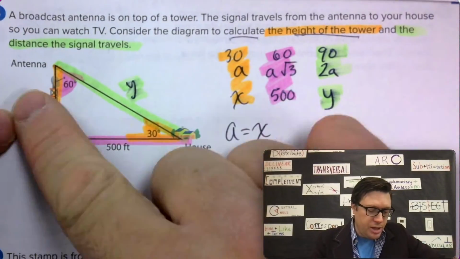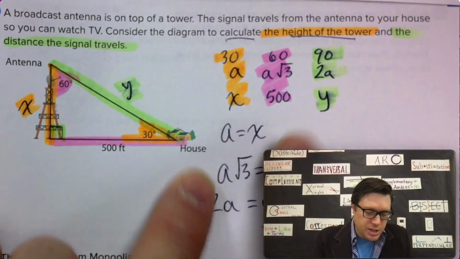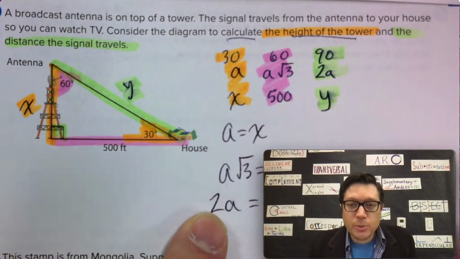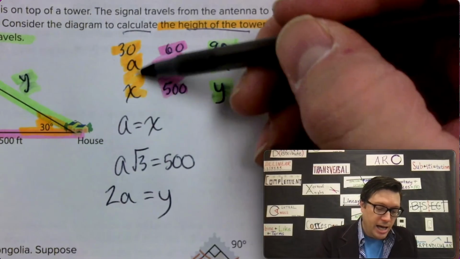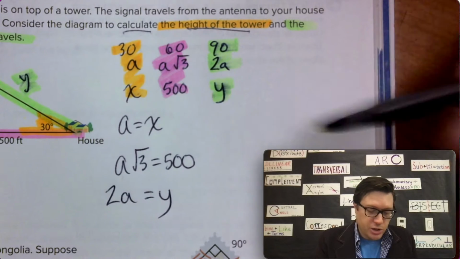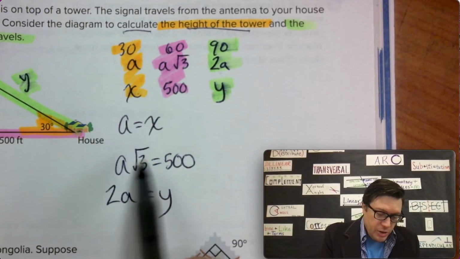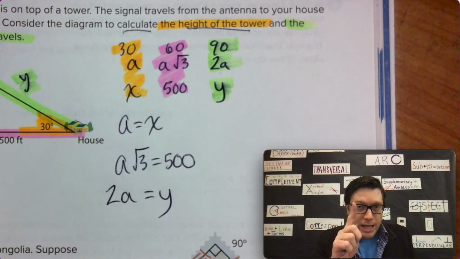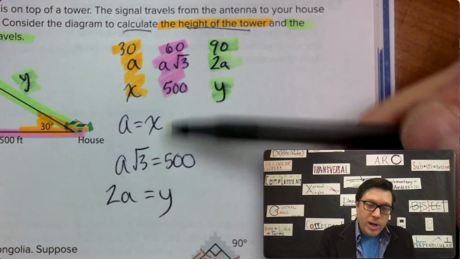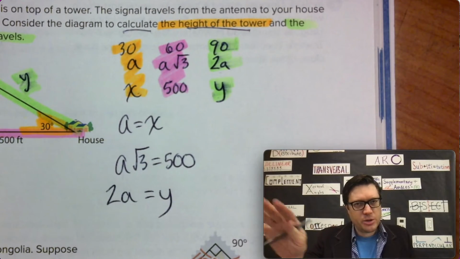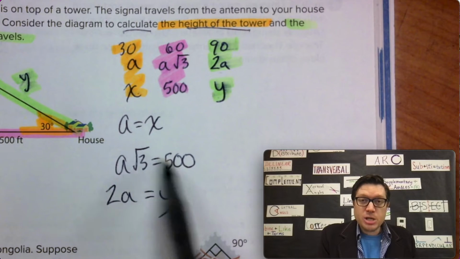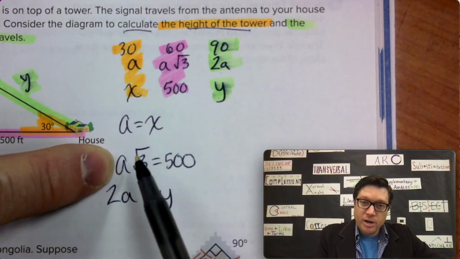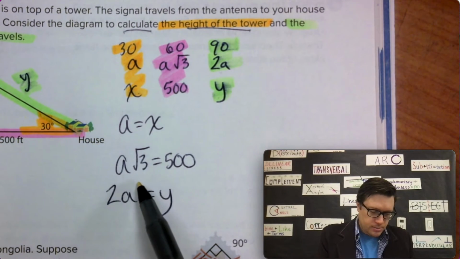I'm taking how things line up, and I'm making equations out of them, because that's the relationship here. We have a to x, a root 3 to 500, and 2a to y. This is the only equation with one letter in it. The other equations have two letters, so we've got to leave those for last. We're going to solve this equation to figure out how big of a number a is.